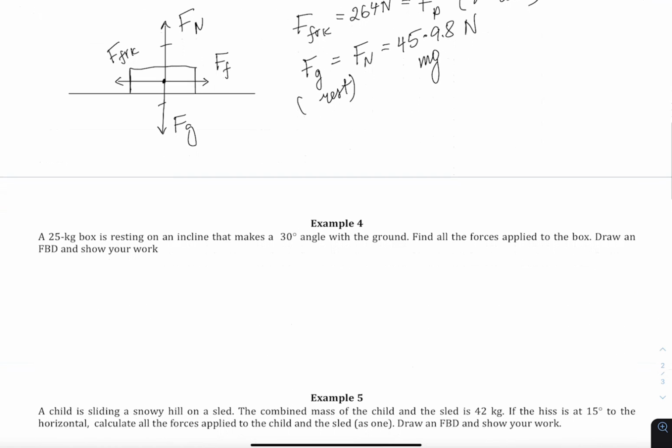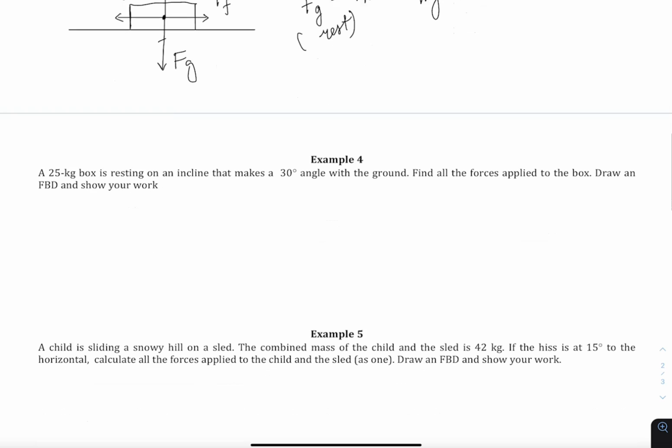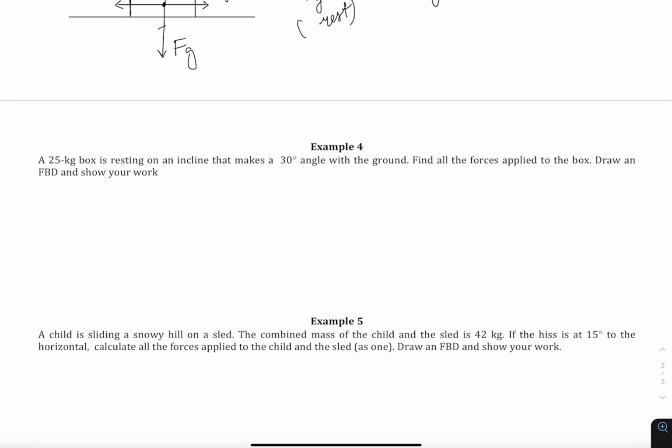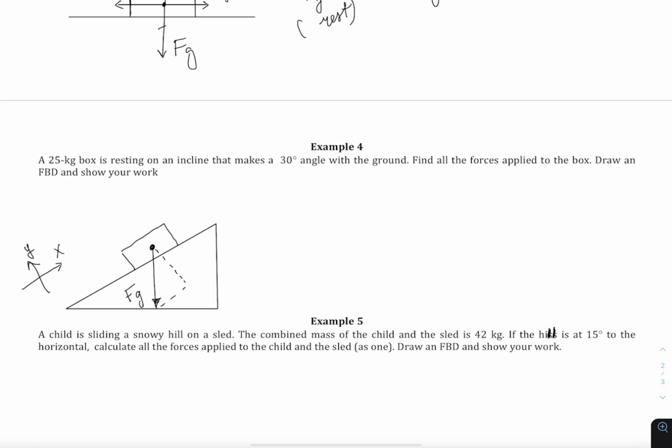Example 4, this is for our honors students, or it could be a bonus for regular students. In this case, we have an incline, and a box is resting on the incline. When you have a problem with an incline, the first thing you're going to notice is that force of gravity is going straight down, and it acts in two directions at the same time. So first off, your x and y directions are such. So you have mg, or force of gravity, going straight down.